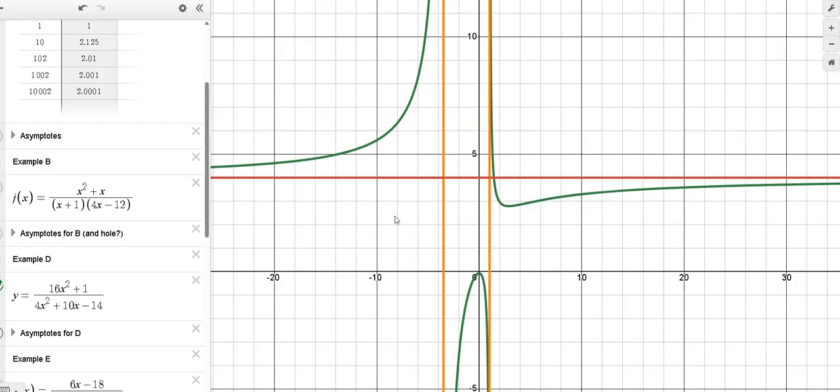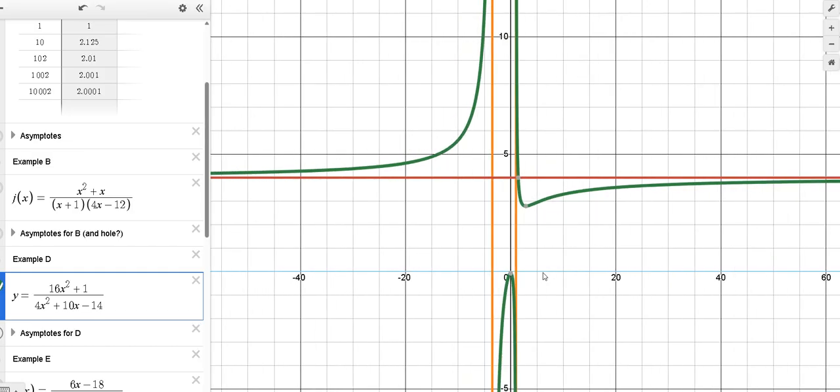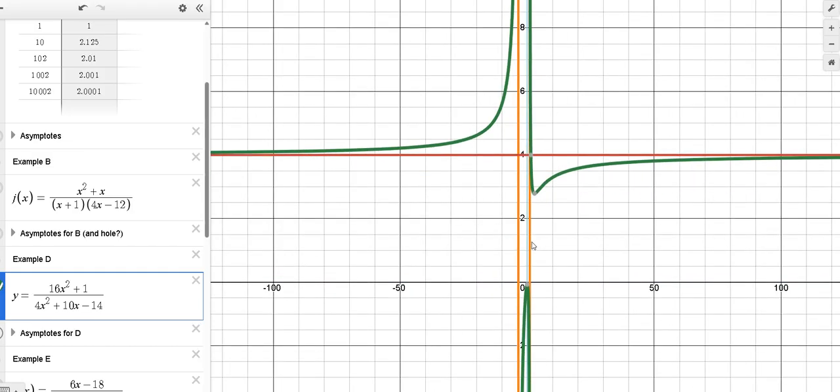We've got vertical asymptotes and a horizontal asymptote, but it feels like there's a little bit of a gap in this function. Let me zoom out a little bit. Yeah, this graph has a gap between here and here. So that gap is not going to be in the range.